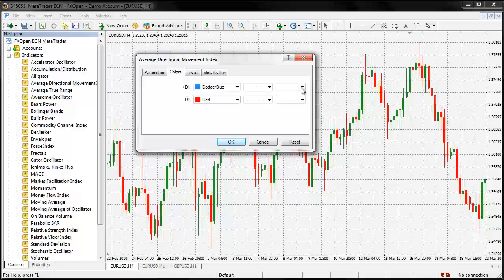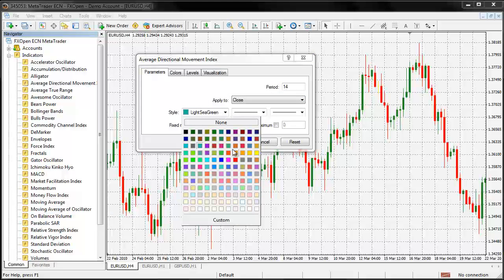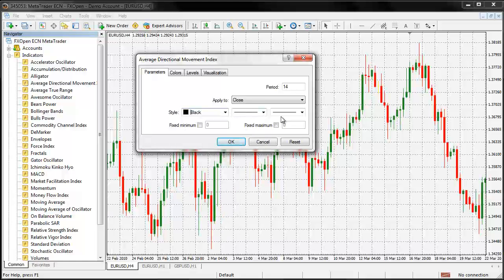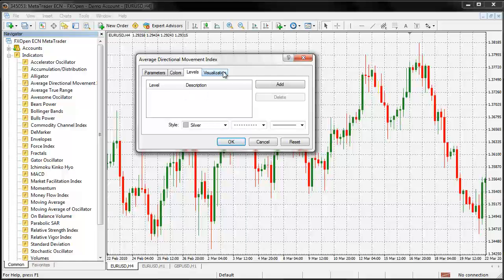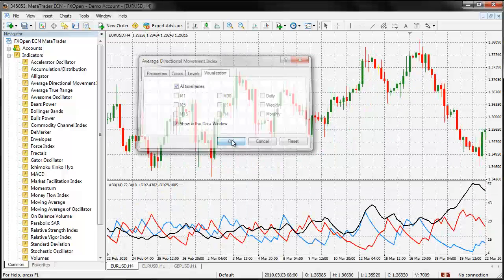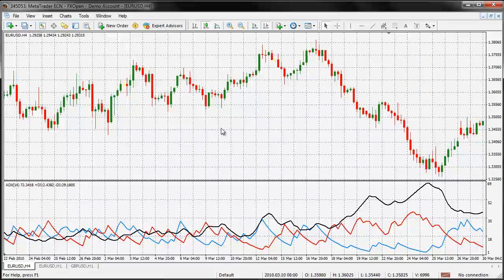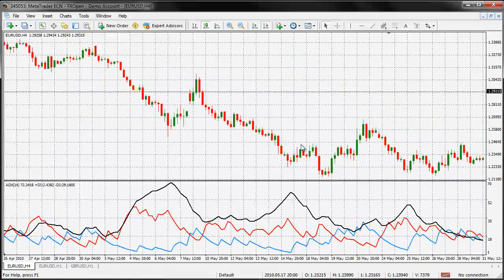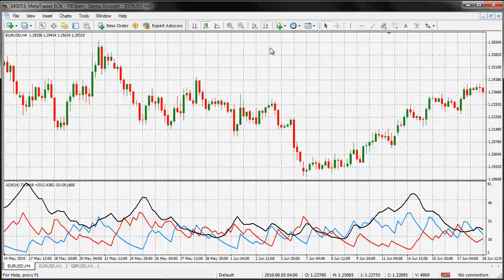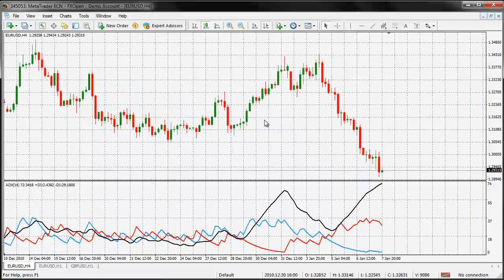Okay, now what I then do is pull this back into a thicker line. And then the parameters, let's change this to a black, and I'm going to change this here to a thick color as well. Period 14 can be left at default. The visualization you can leave, and the levels you can leave, and just click on OK. Now this is called the ADX for short, and its true name is the average directional movement index.